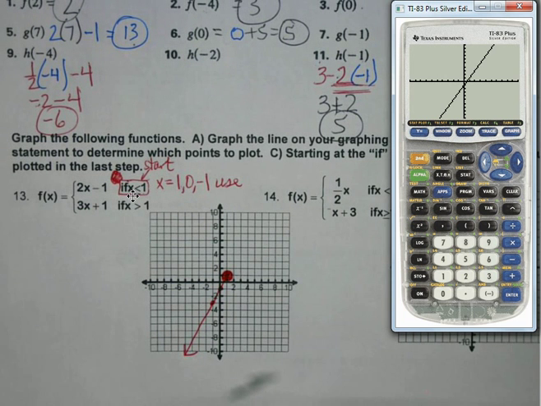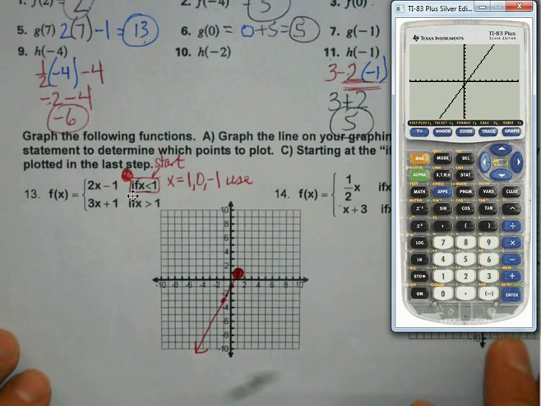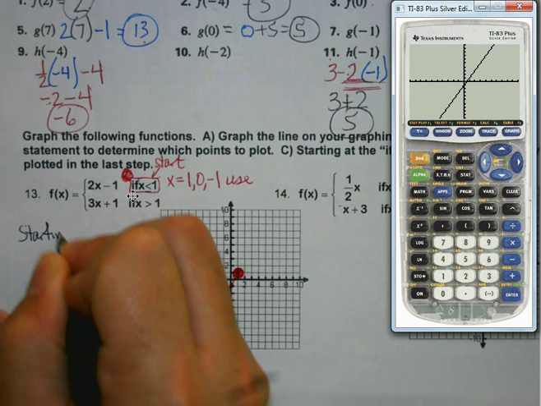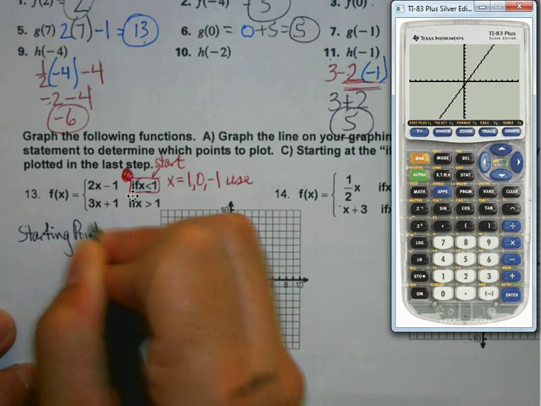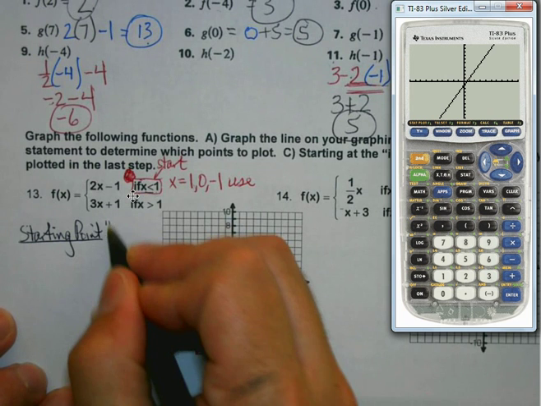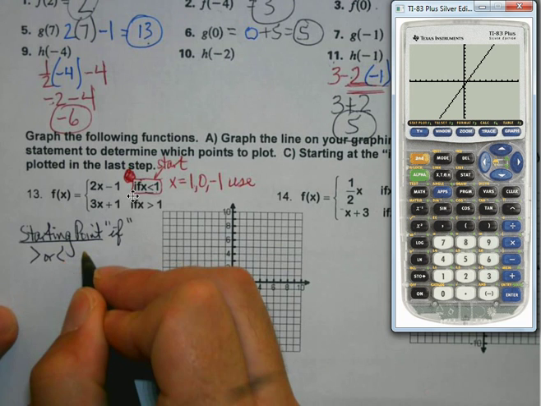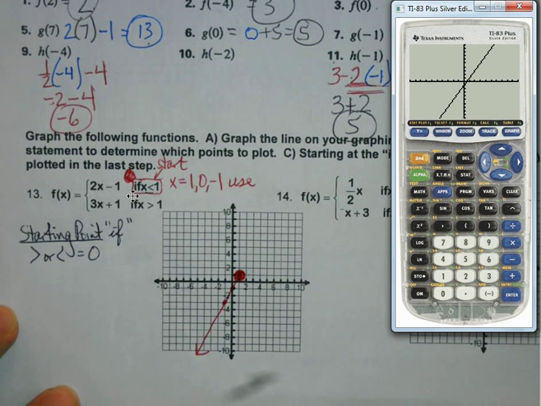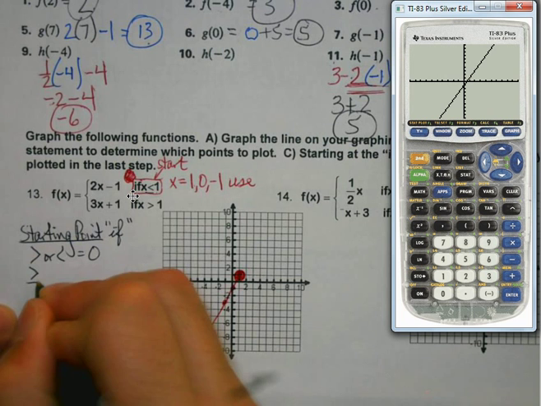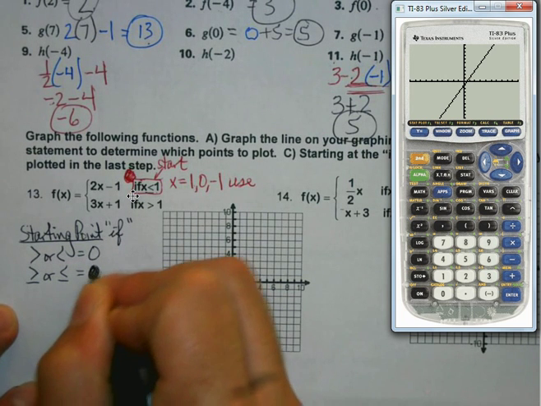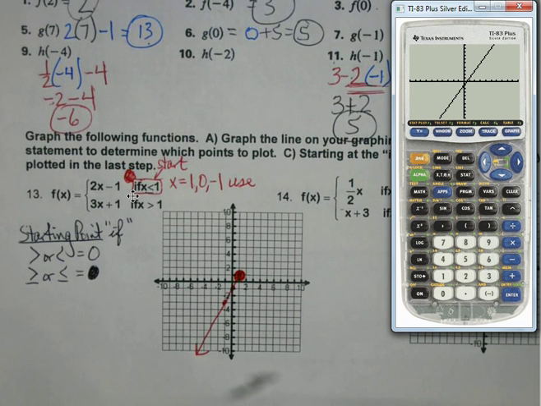So we're going to do a little bit of notes to the side here. Just stick with me. We're going to do 3 or 4 of these. So we're going to jot a couple of things down here. My starting point, where my if is, if it's just greater than or less than, I use a nice big open circle. If it's an or equal to, I use a filled in circle at that point. And that's only at where my if value is going to be.